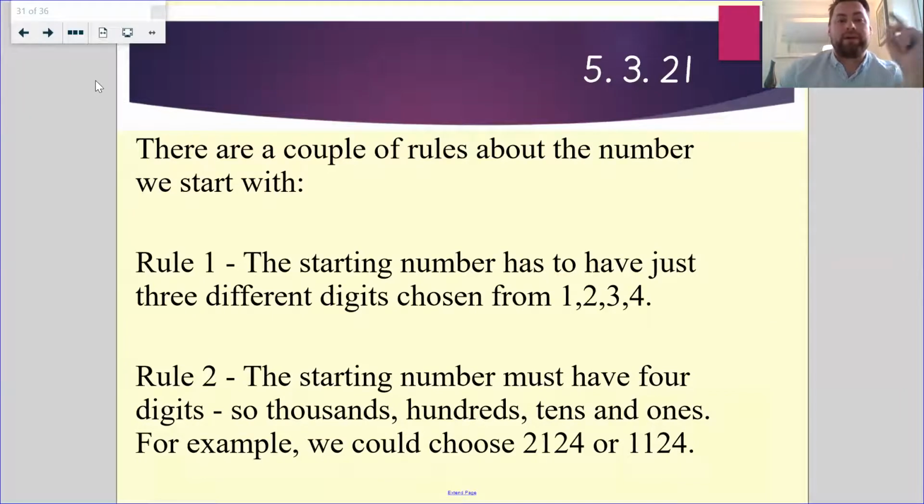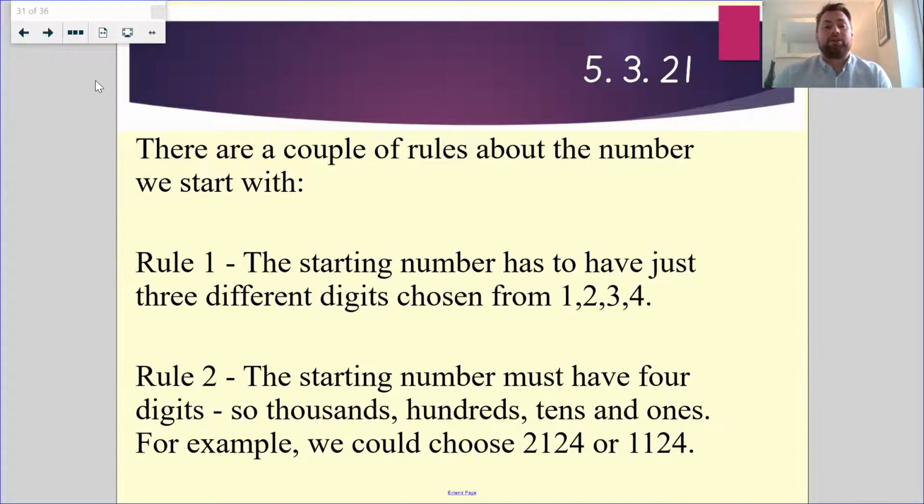There are a couple of rules about the numbers that we start with. So rule number 1, the starting number has to be a 3-digit, it has to have just 3 different digits chosen from 1, 2, 3, and 4. Okay, so we can only use 1, 2, 3, and 4. The starting number has to have 4 digits. So we have to start with a 4-digit number, but we can only choose 3 numbers from 1, 2, 3, 4.